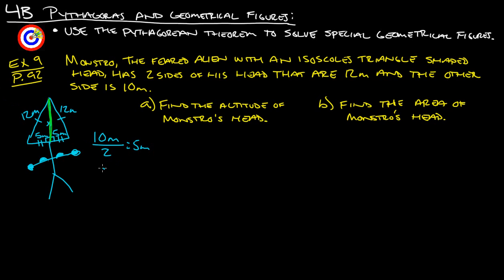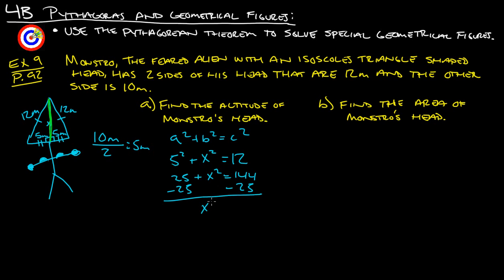Okay, so we can go back to our dear friend Pythagoras. A squared plus b squared equals c squared, because again, it's a right triangle. The 12 meters has got to be the c squared, so there's 12. And then the other two sides are 5 squared, and let's call it x squared. 25 plus x squared equals 144. Subtract 25 from both sides, and we get that x squared is 119.